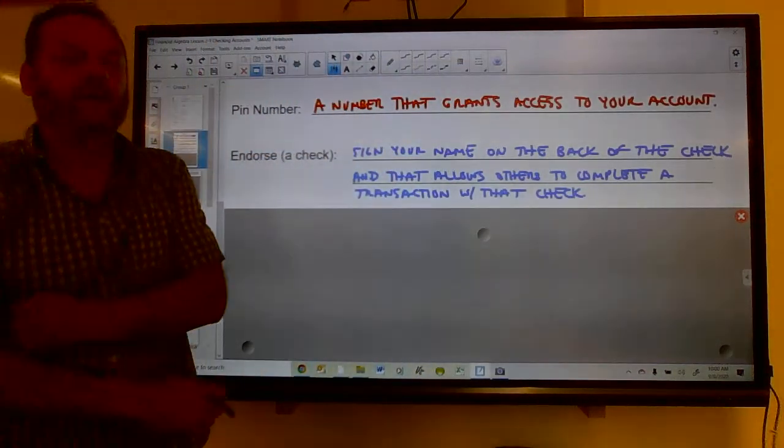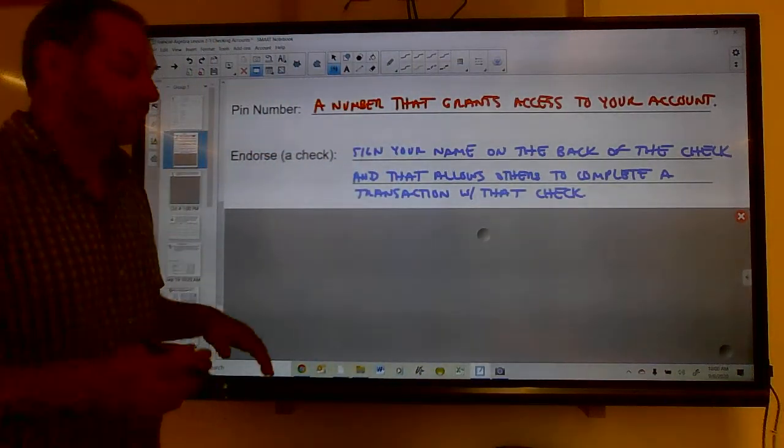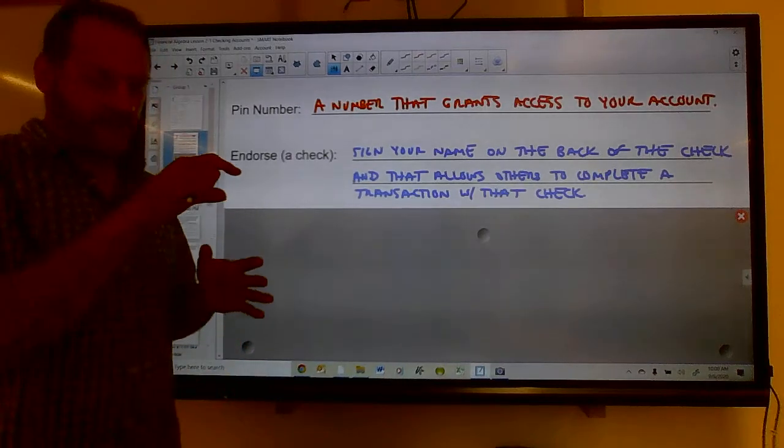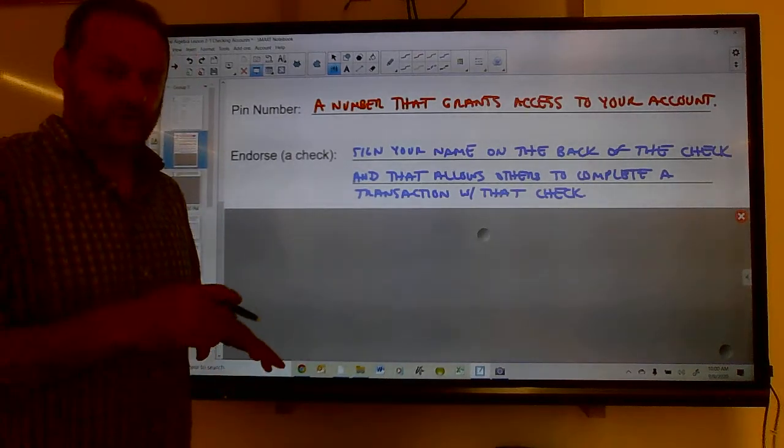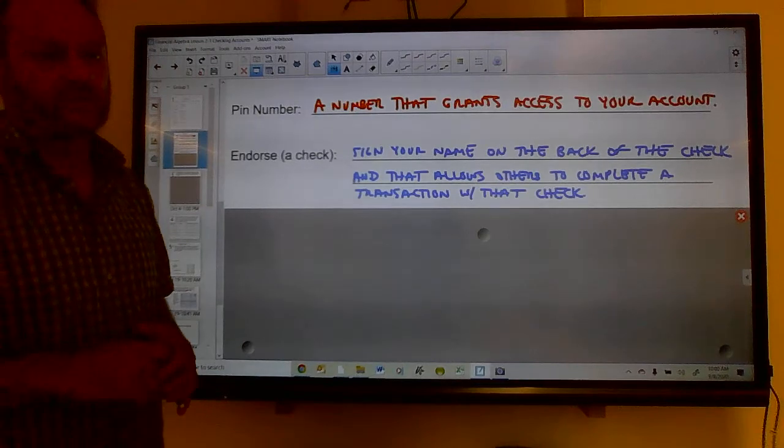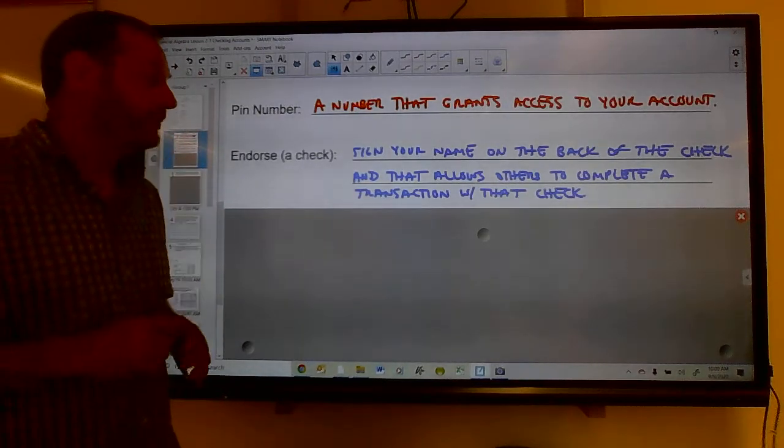Okay, a lot of times if you go to deposit a check, the bank will ask you to endorse it. So basically what you do is you flip it over, and on the end it's got a space that says endorse here, and you sign your name to it, and then you can deposit it into the account.